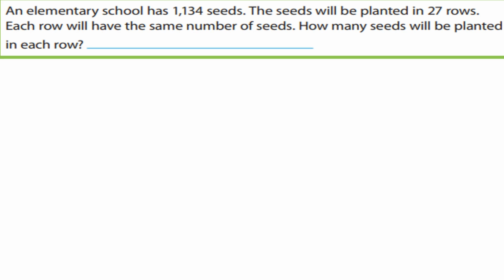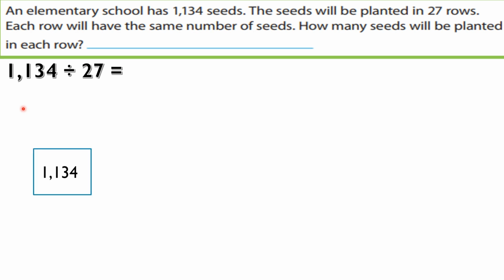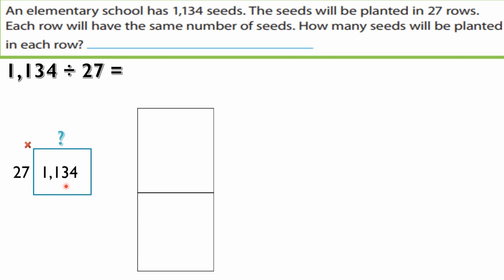So in this problem here, we see again that we got the total, which is 1,134 seeds, and they are planted in 27 rows, and it says each row will have the same number of seeds. So that means we are dealing with equal groups that have the same numbers. So the fact that we got the total and we are working with equal groups, we are going to be dividing 1,134 by 27. Using our area model, we know that we are going to be multiplying a number by 27 to get 1,134. We can go ahead and we can start our area model.